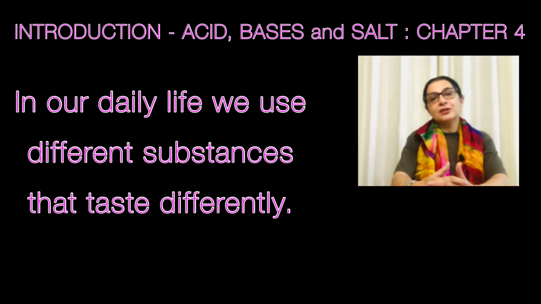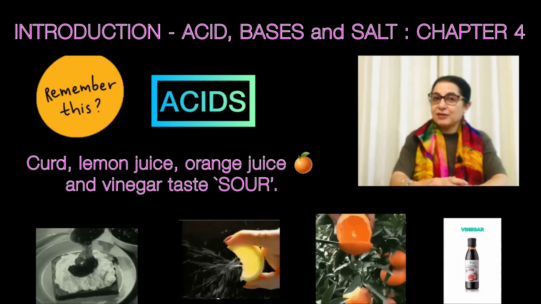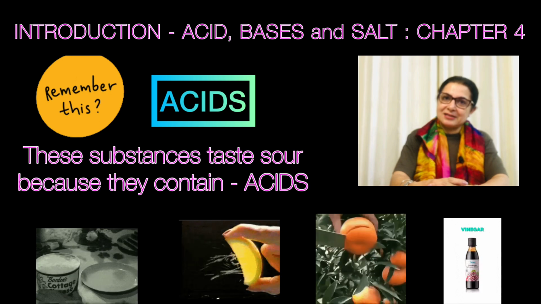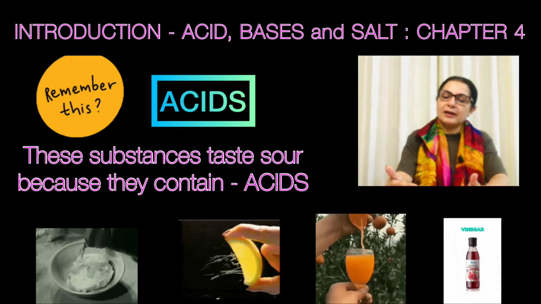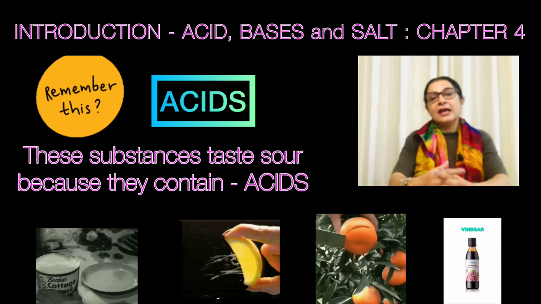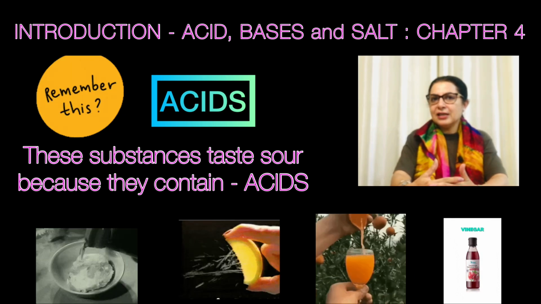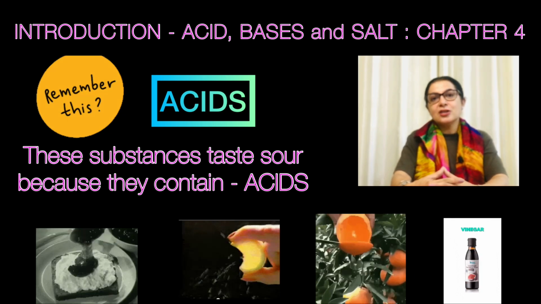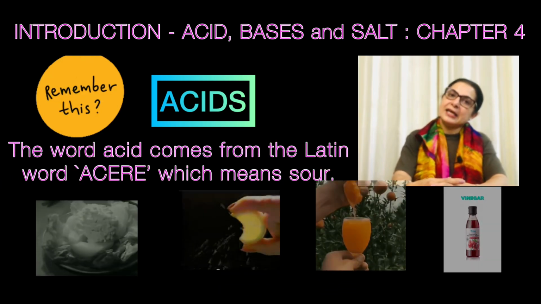So as you must have heard in your daily life, whenever mama tells you, beta, don't take the lemon just like this or don't taste the lime just like this, it is going to taste very sour. So what does she mean by that? There are substances or foods like curd, lime, grapes. They sometimes taste very sour. Sour means khatta. So basically what they are trying to say is that these substances which taste sour, what do we call them? Acids.